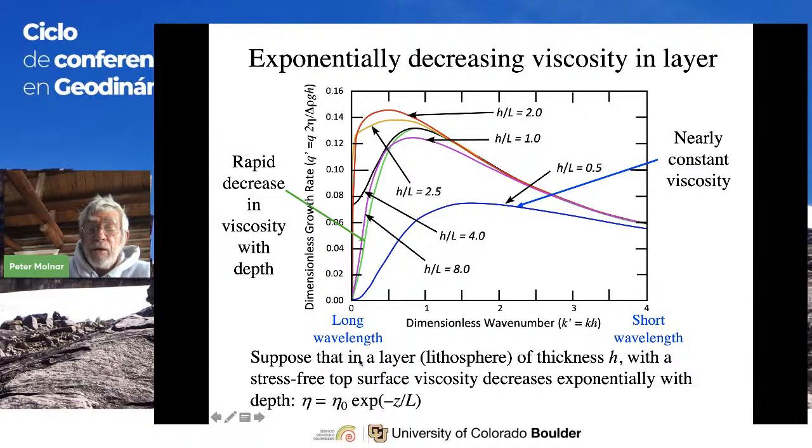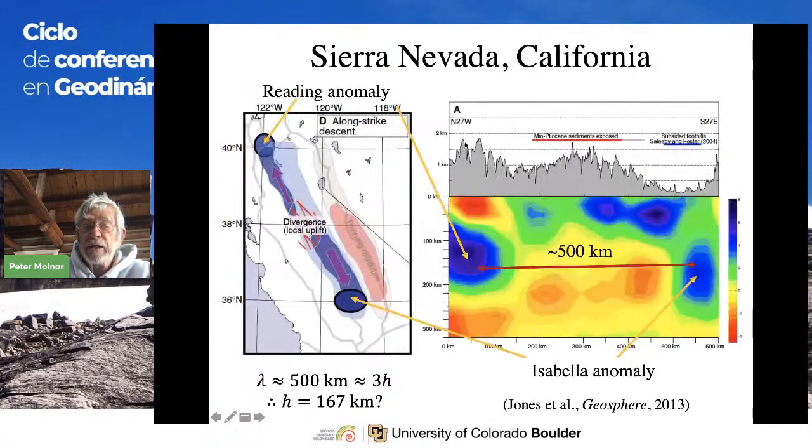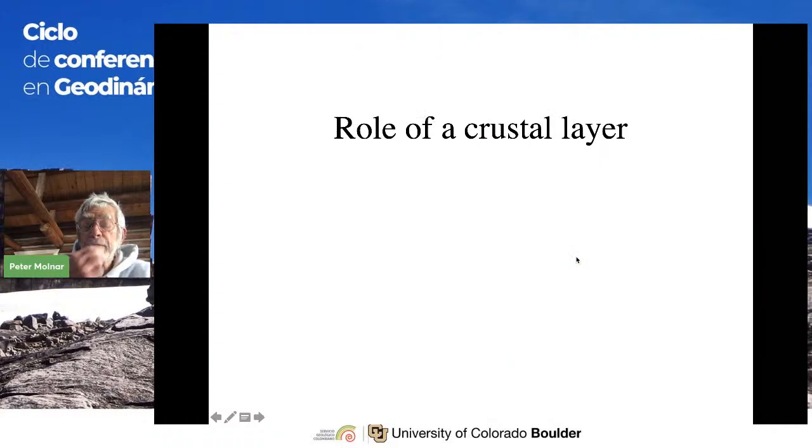So in this case, we have a layer with a thickness h, but with a stress-free top surface and viscosity decreasing exponentially. That's essentially the case that we would imagine in the Sierra Nevada. The top is behaving rigidly, but it's got a weak layer at the bottom and then exponentially decaying viscosity below. And so we go back to this case and we can explain the longer wavelength, the longer distance between these two pieces, because of the top boundary condition.